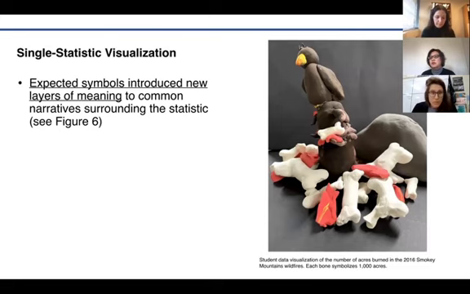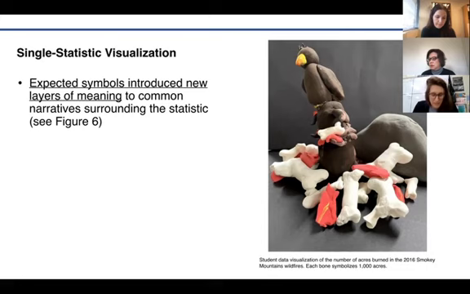In this example, expected symbols introduced new layers of meaning to common narratives surrounding the statistic. In this student data visualization, the number of acres burned in the 2016 Smoky Mountain wildfires, each bone symbolizes 1,000 acres.